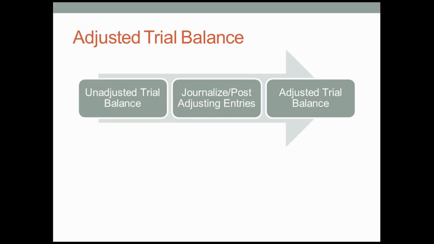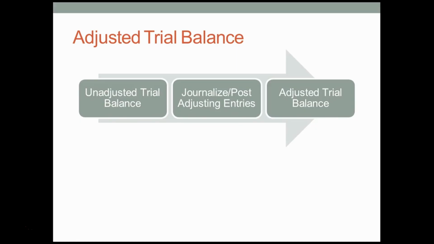The next step is to journalize and post all your adjusting entries. So this would be things like depreciation, any deferred expenses that were incurred, such as prepaid rent, where you have to record the rent expense and reduce the asset balance for prepaid rent, or unearned revenue that was earned during the period. So all those adjusting entries, you then journalize and post those to their respective accounts.